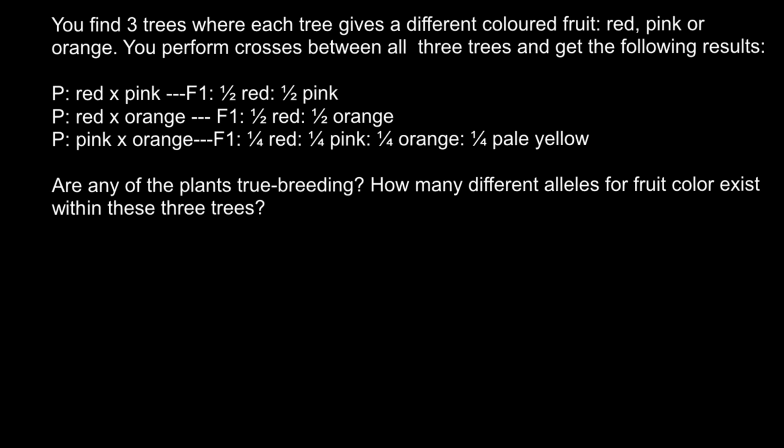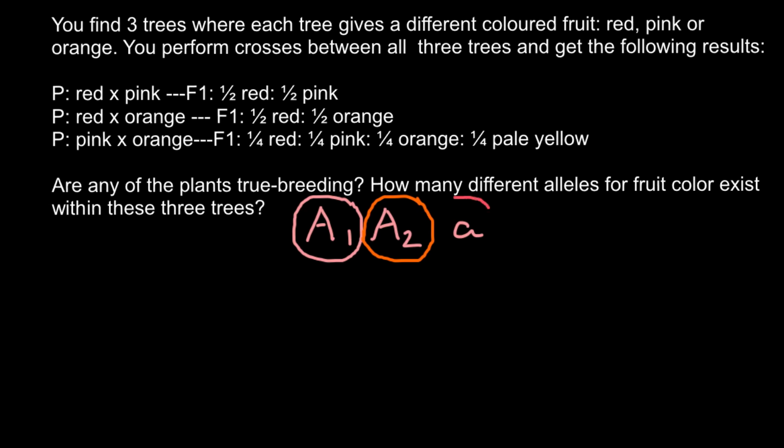Imagine that this time we also have three alleles: allele A1, allele A2, and a recessive allele a. Now let's assume that allele A1 produces pink pigment, allele A2 produces orange pigment, and recessive allele a produces red pigment. So now let's see what may happen if we cross red and pink.